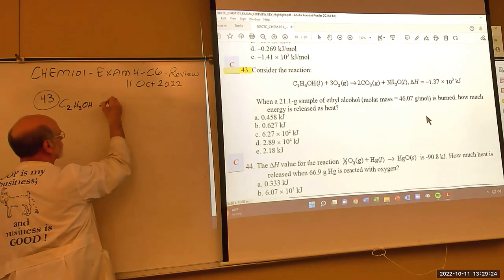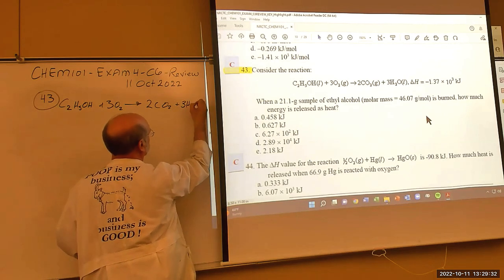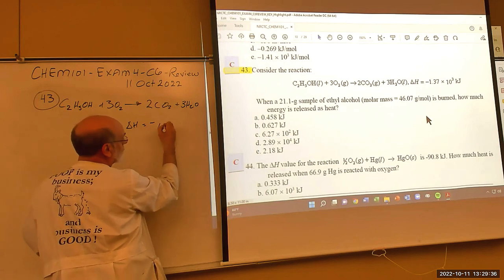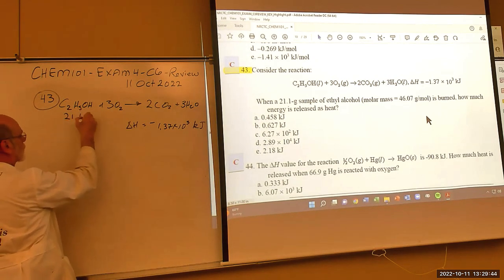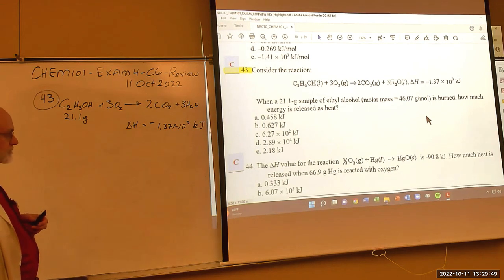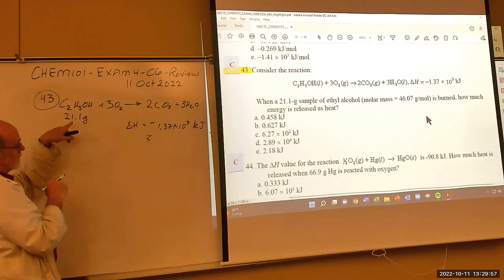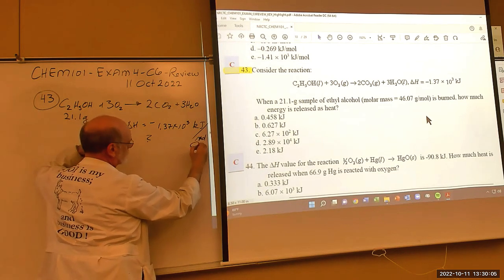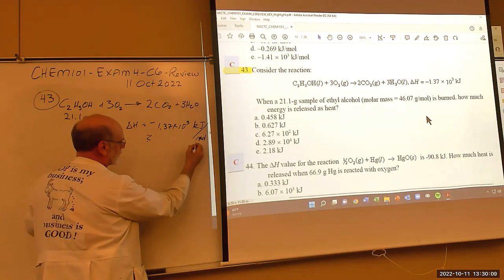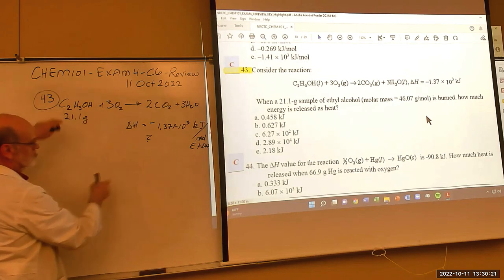C2H5OH, three oxygens, two CO2s, and three waters. And the delta H is negative 1.37 times 10 to the third kilojoules. Now we're given 21.1 grams of ethyl alcohol. How much energy? Well, we want to know how much energy comes out of that reaction. This is that many kilojoules per mole. Now I'm going to use my abbreviation, just to tell you: ETOH is ethanol. Anytime you use an abbreviation and put an OH on the end of it, you're saying it's an alcohol. So this is ethanol, the same as this one.